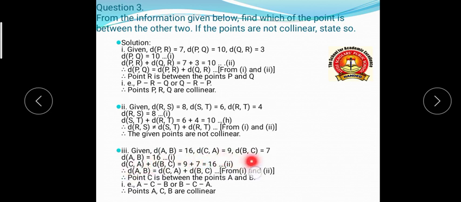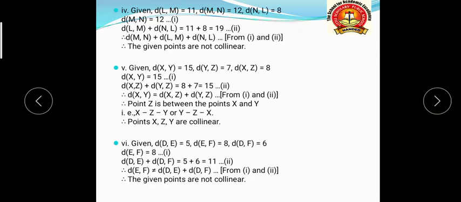Same way see third question also, 16. So we have to consider distance of A comma B is 16. Now distance of C comma A and distance of B comma C, 7 plus 9, it is 16, and therefore from first and second, the distance between the 2 points A and B is equal to distance of C comma A plus distance of B comma C, and therefore they are collinear. And which point is in between? C is the point in between A and B. Or if you are confused, you can draw the diagram also, no problem.